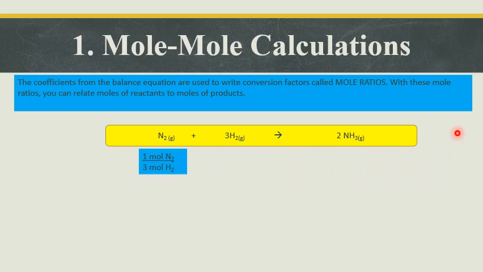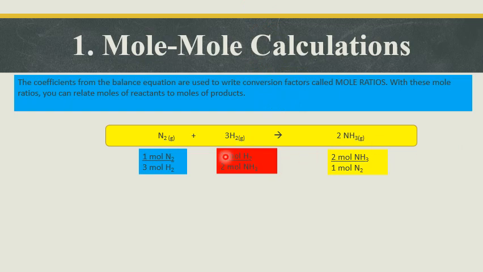So for comparing nitrogen and hydrogen, we can see the coefficients. 1 mole of nitrogen combines with 3 moles of hydrogen. So that is the conversion factor or mole ratio between nitrogen and hydrogen. And for ammonia and nitrogen, it is 2 moles of ammonia produced from 1 mole of nitrogen. So that is the conversion factor or the mole ratio.